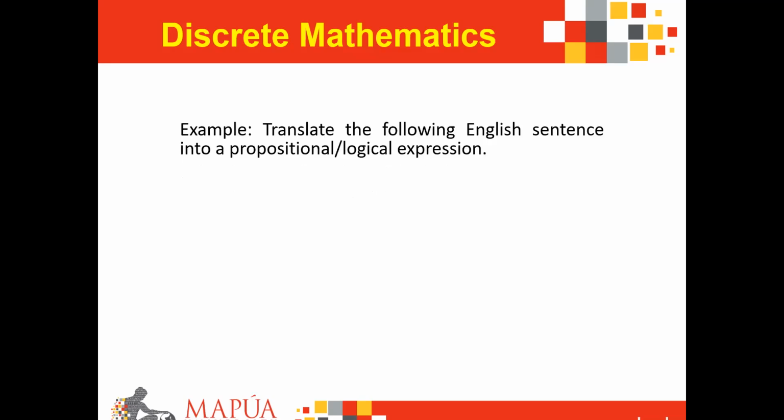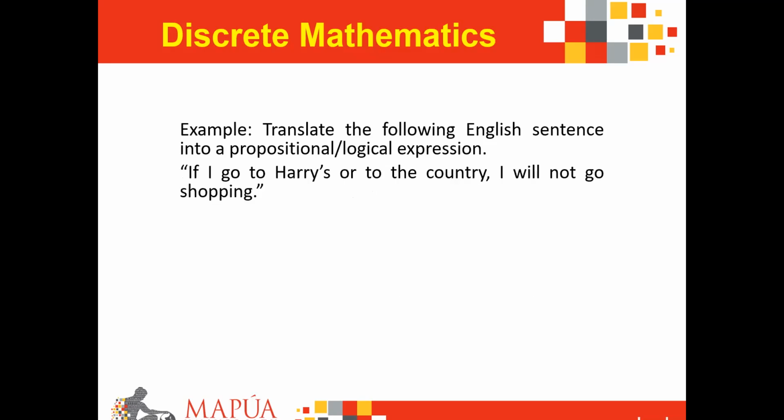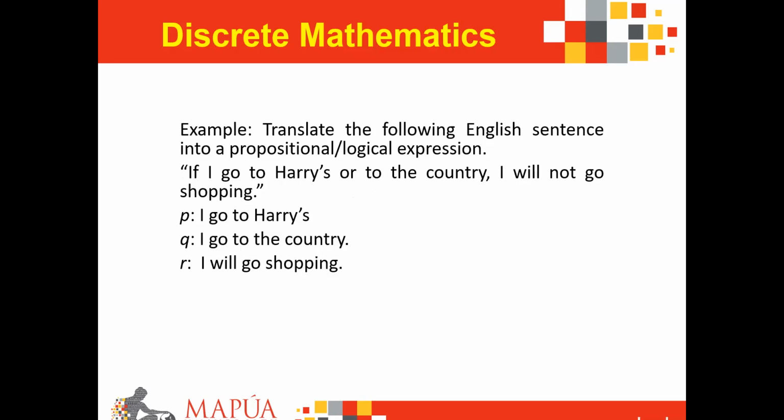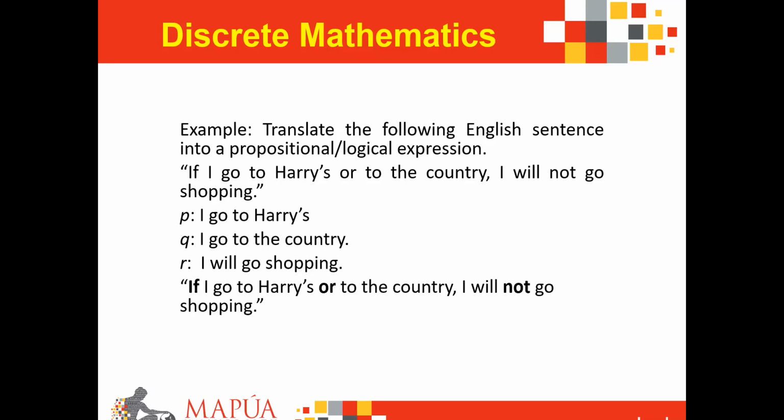Let's translate this corresponding English sentence into propositional logic. If I go to Harry's or to the country, I will not go shopping. We then denote P as I go to Harry's, Q, I go to the country, R, I will go shopping. After stating them and giving them each a propositional letter, we'll then highlight the corresponding keywords that are seen on the statements and then represent them using your respective connective. Therefore, if, then this will be your corresponding propositional expression.